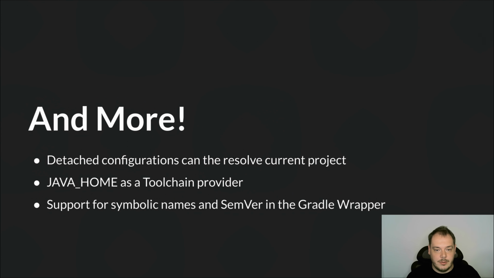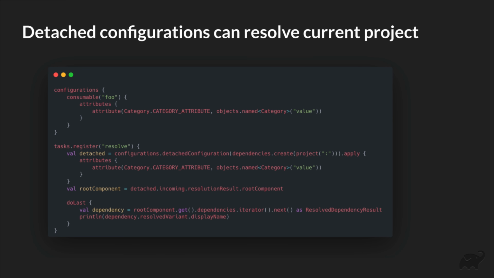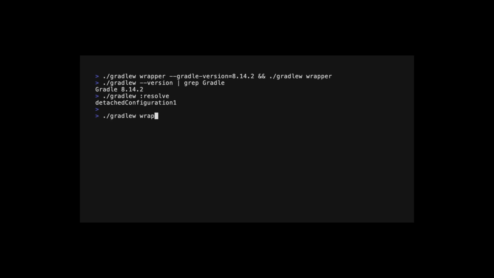We also have a number of quality of life improvements that were delivered in Gradle 9.0.0 release. The first one is ability to reference current project in the detached configurations. Starting in Gradle 9, detached configurations can now resolve to the current project. Consider this example where we create a consumable configuration and a detached configuration with the same attributes, where the detached configuration has a dependency on the current project. In Gradle 8.14, this would improperly resolve the dependency to the detached configuration itself. In Gradle 9, the dependency is properly resolved to the consumable configuration.